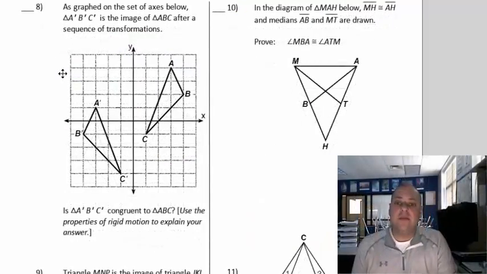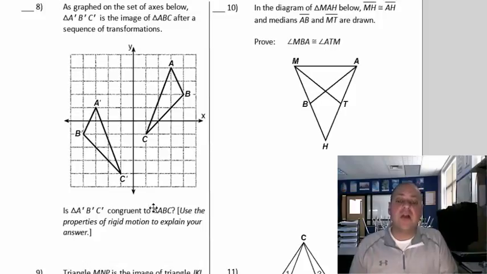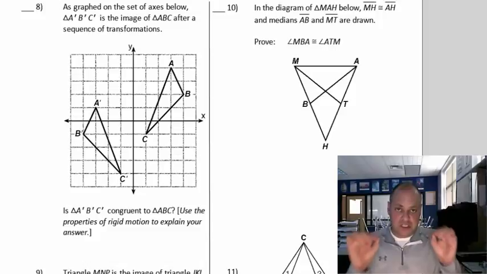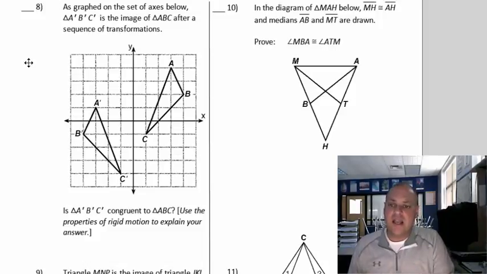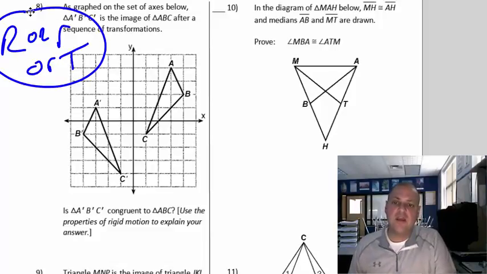All right, so number 8, as graphed on the set of axes below, A prime, B prime, C prime is the image of triangle ABC after a sequence of transformations. Are the triangles congruent? And use rigid motions to explain your answer. Rigid motions, guys, are reflections, rotations, translations. I gotta use a reflection, a rotation, or a translation if I'm going to say that they are congruent.